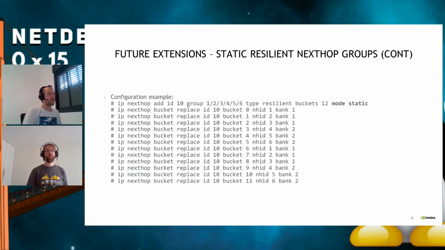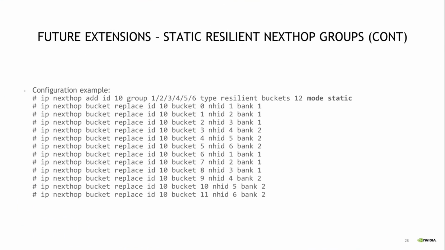And this is an overview of the proposed command line interface. So you can see that you configure a resilient NEXTHOP group as usual, with the sole difference of saying that its mode is static instead of the default dynamic mode. And then you can start associating the buckets with the desired NEXTHOP IDs and also specify the bank. In our example, we only have 2 banks, bank number 1 and bank number 2. Next slide, please.